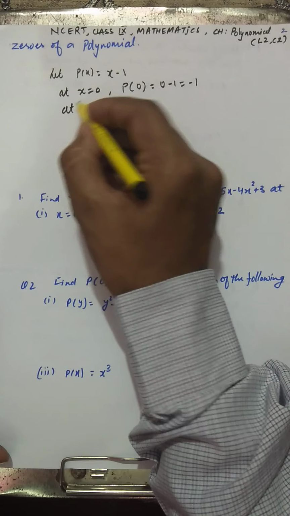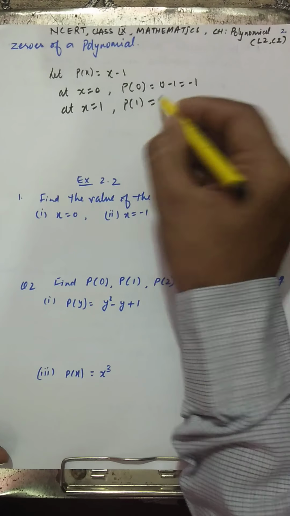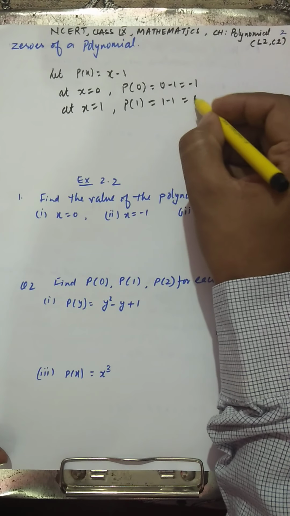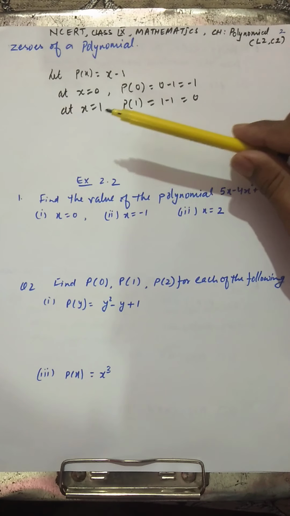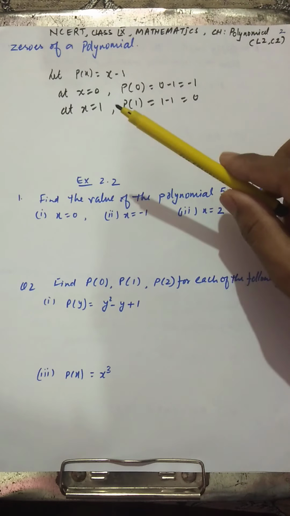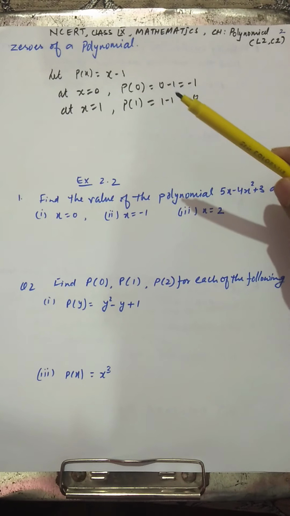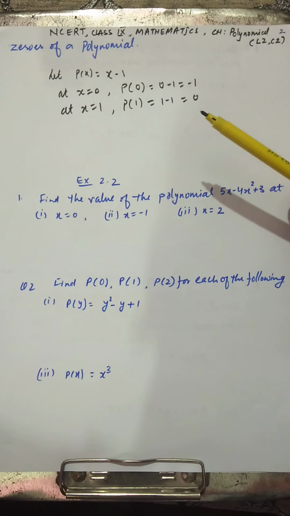Now if I ask you to put x equal to 1 in this polynomial, then you get 1 minus 1 equal to 0. You can see what happens when I put x equal to 1: the answer of the polynomial becomes 0 at that value. Now you can think, can there be more such values of x at which this polynomial can be 0?